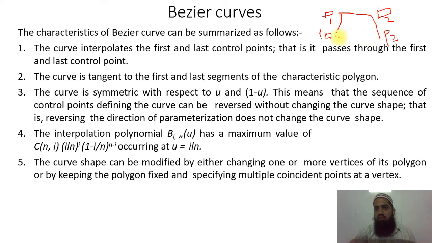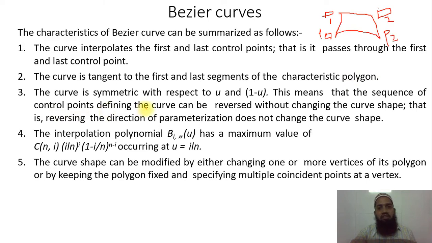So this curve will pass through this way, and it is tangent to this, and it is tangent to P0 and P2 also. The curve is tangent to the first and last segment of the characteristic polygon. This figure is a polygon, and the curve is tangent to that.